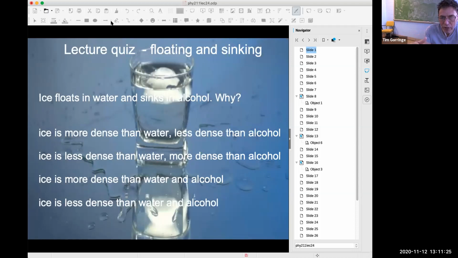Whether something floats or sinks in a fluid is basically a comparison of the density of that object, here the ice, to the fluid, here water or alcohol. So an object will float if its density is less than the fluid's. An object will sink if its density is greater than the fluid's. So if ice floats in water, it's less dense than water. If ice sinks in alcohol, it's more dense than alcohol.